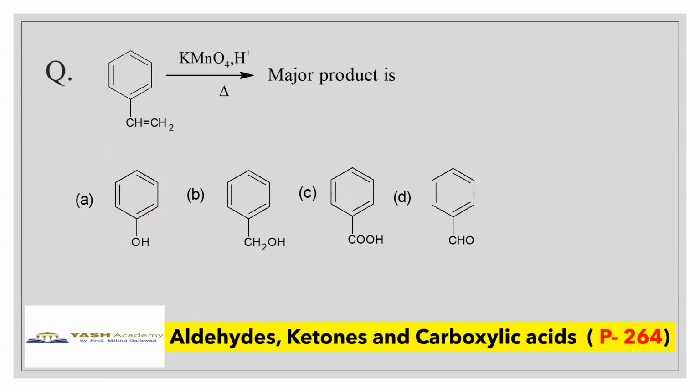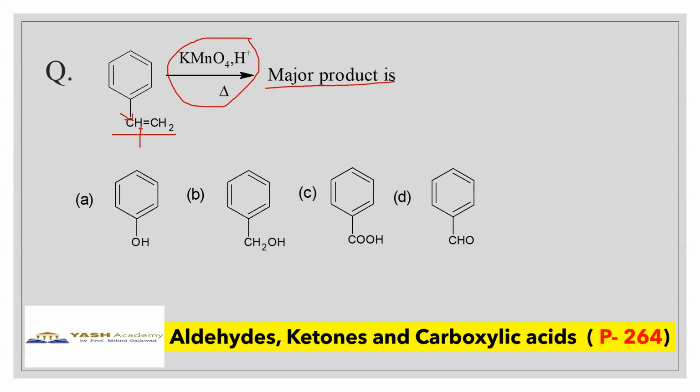Next question, from aldehydes, ketones and carboxylic acids, page 264. You are given a reactant. These are the conditions and you have to identify the major product formed in the reaction. You know that this is a compound in which a CH=CH2 group is directly attached to a benzene ring. So this carbon is called a benzylic carbon atom and the hydrogen is called a benzylic hydrogen.